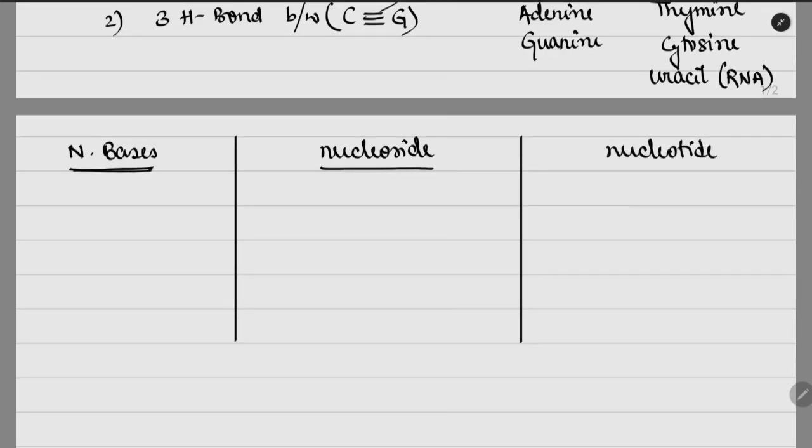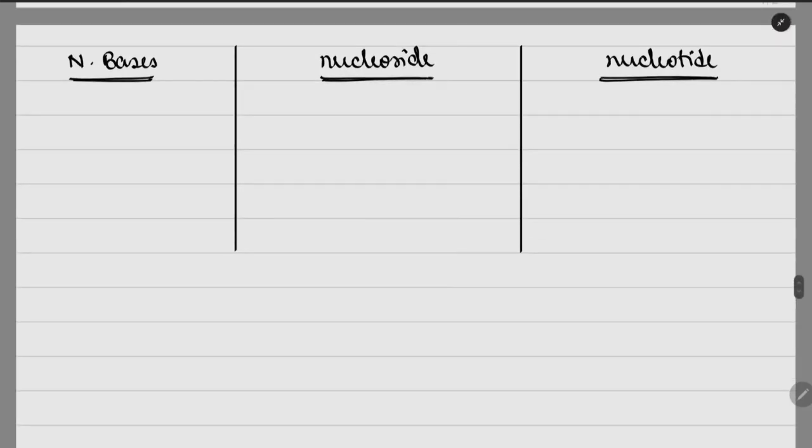While discussing it, I will discuss the backbone and the ladder structure of the DNA. The nitrogenous bases, as discussed earlier, are adenine, guanine, cytosine, and thymine. When the phosphate group joins with these nitrogenous bases, the nucleosides are formed.